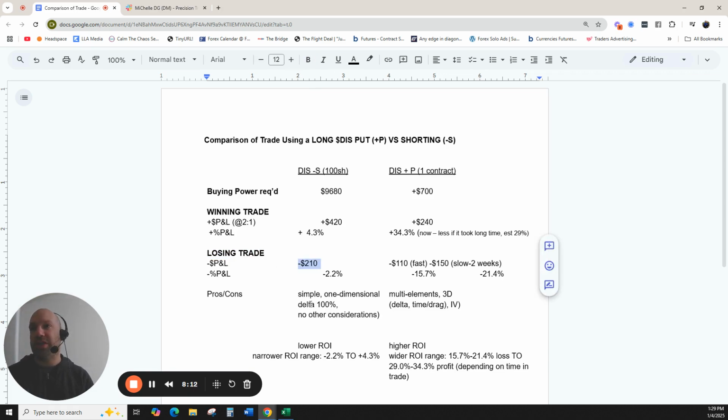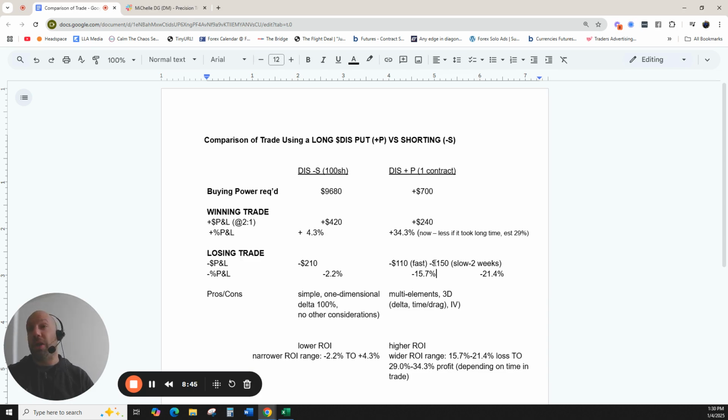So you would have had a $210 loss on 100 shares, which is negative 2.2%. Okay. Now, if the trade had lost on the puts, and say it happened fast, right? If you guys aren't familiar with options that deep yet, DM me, we'll talk about it. I might have some tools for you. But if it happened fast, you would have lost $110. You would have lost 15%. Okay, that sucks. But cost of doing business, using $700 of buying power, not too bad.